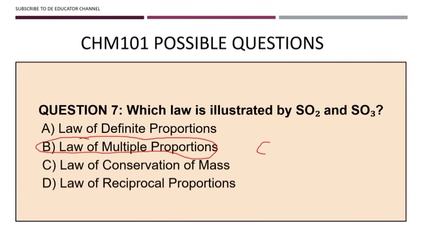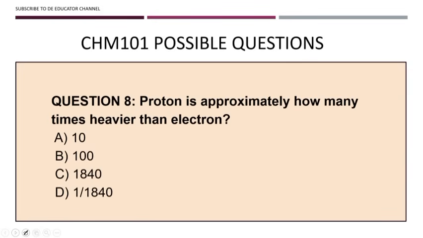So you can see something like CO2, and then you see something like CO. This is still law of multiple proportion, right? So it's as simple as that. So let's move on. Question 8.